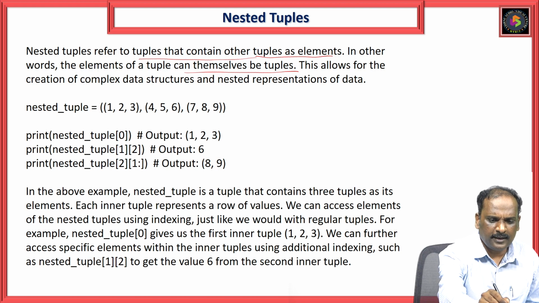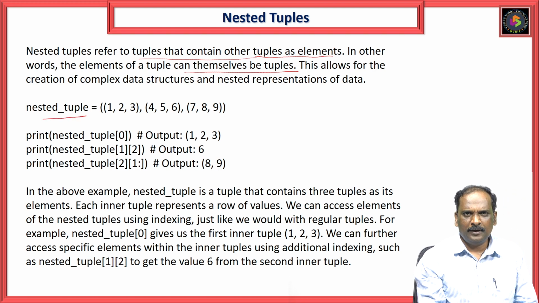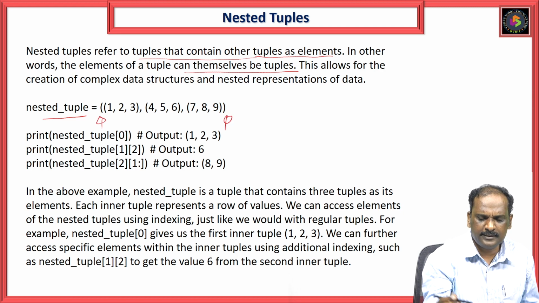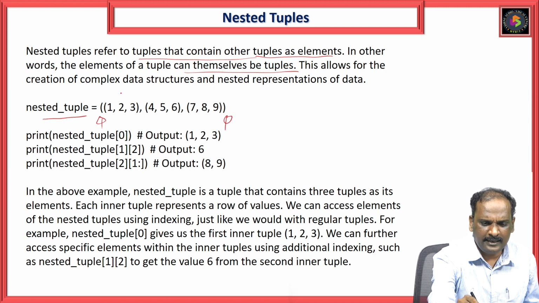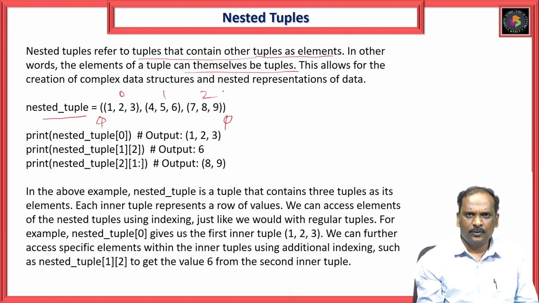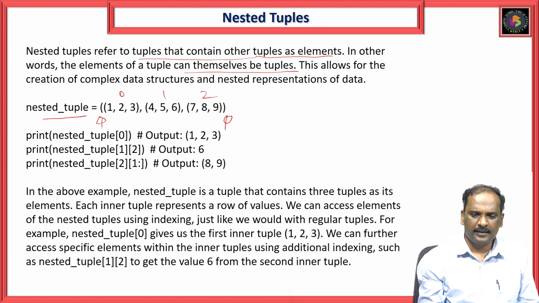Now here you can observe an example that nested tuple variable is a tuple. This is the outer tuple. Inside it is containing 3 tuples. So the tuple at index 0 is containing 1, 2, 3 values. The tuple at index 1 is containing the elements 4, 5, 6 and the tuple at index 2 is containing 7, 8, 9. So a tuple can contain a tuple inside as an element, and it is called a nested tuple.